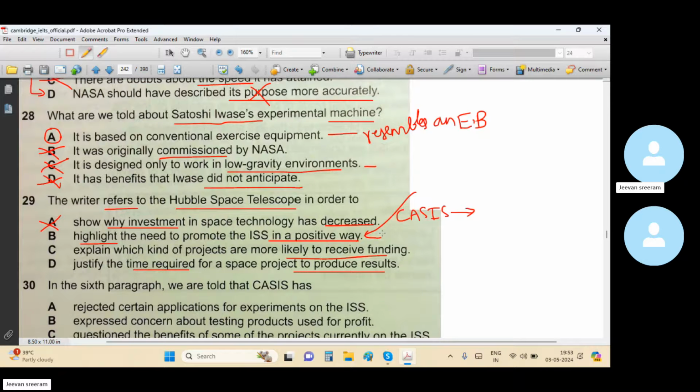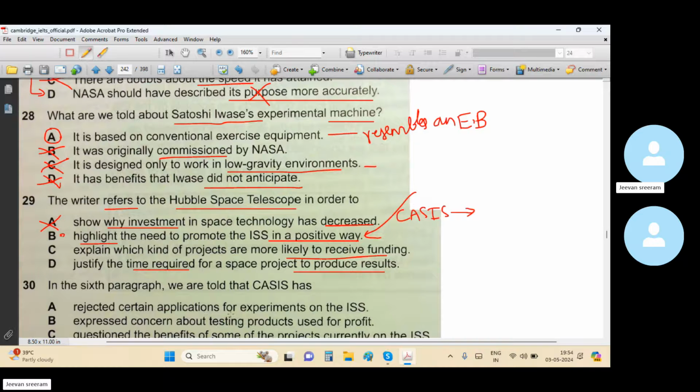B is actually correct. The passage uses the Hubble Space Telescope as a comparison to show that despite the ISS's high cost, its scientific output in terms of published papers is much less than that of the Hubble Space Telescope, right? This comparison indirectly suggests that there is a need to promote the ISS more positively or effectively to justify its cost and existence, right? Yes, you can't eliminate B.